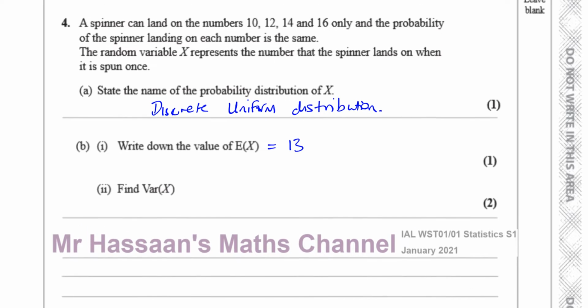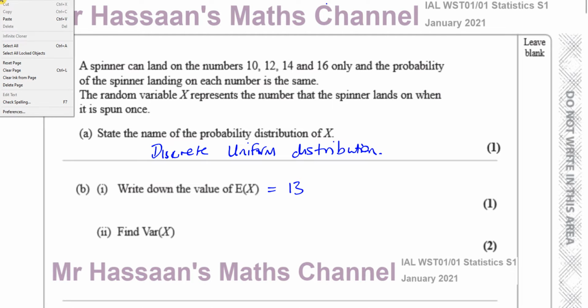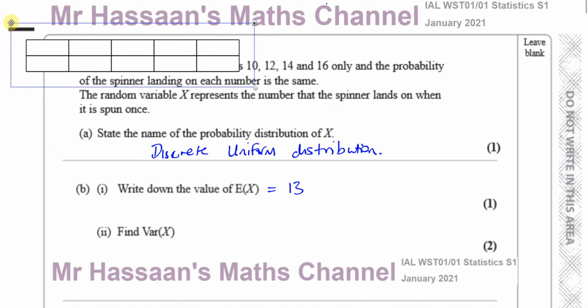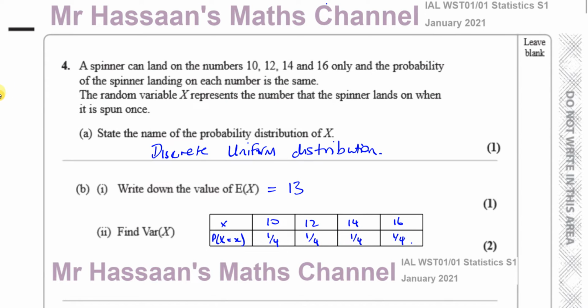Now we've got to find the variance of x. What I'm going to do is make a little table which I have prepared earlier to make it a bit neater. I don't actually have to do this, but just for the sake of neatness. So we have x and the probability that x equals that particular value. The values of x are 10, 12, 14, 16, and all of them have the probability of a quarter because there's 4 of them. And we want to find the variance of x.